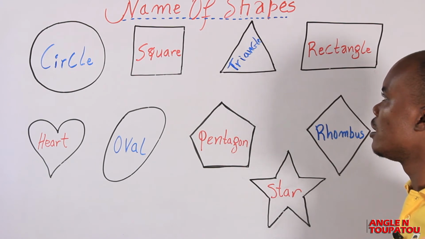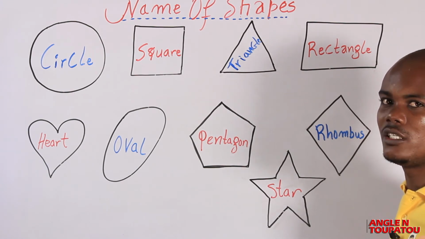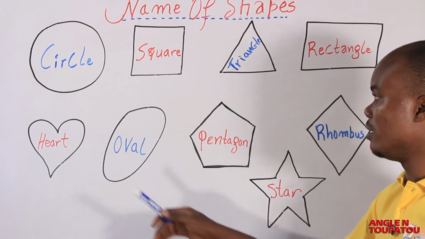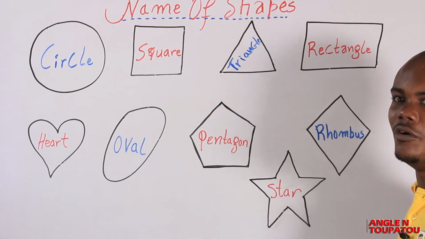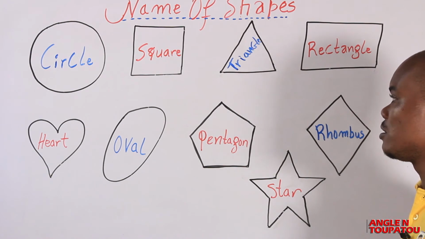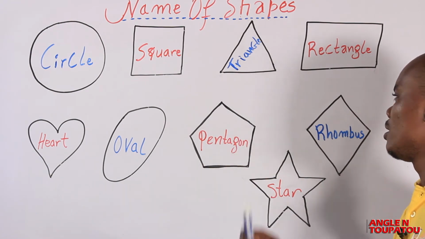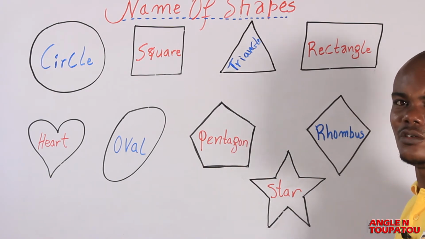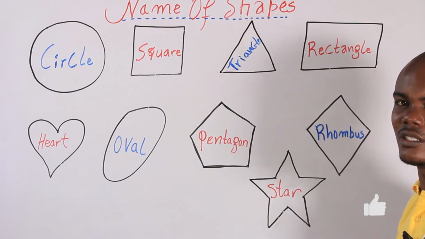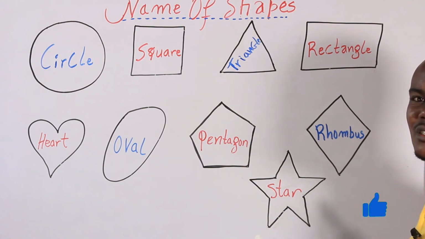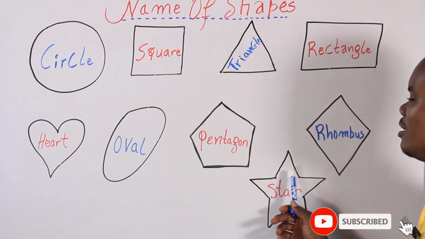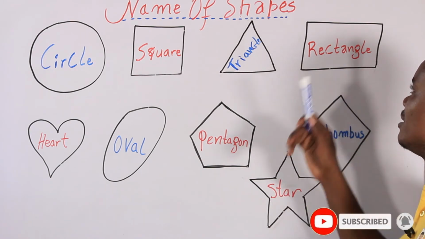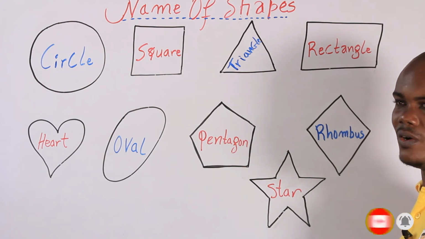It's the sixth. Avo. What about the pentagon? Pentagon is the seventh. And rhombus. Do you know rhombus? Okay, this is rhombus. Good. This is the star. This is the rectangle. All right.